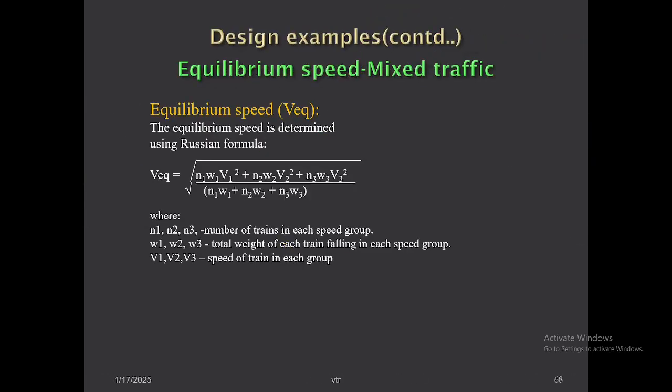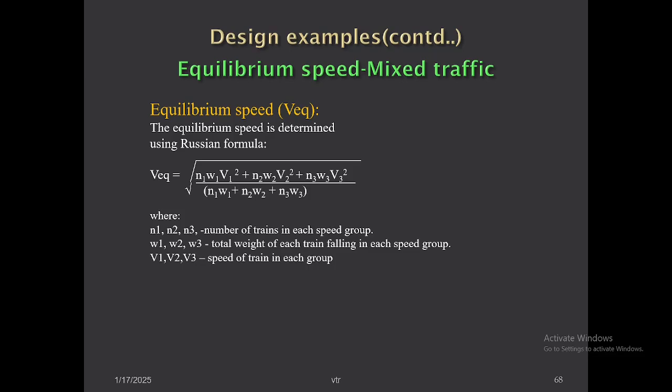Now let's see a different type of problem. Some sections will have mixed traffic. There we will have different types of trains with different tonnage of hauling load, and the speed will also be different. So we categorize them into groups, and for these we will find out the equilibrium speed, and after that we will find out the equilibrium cant.